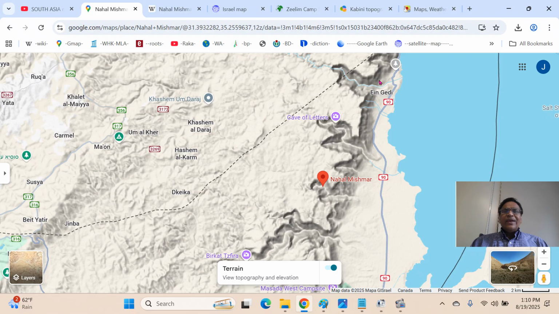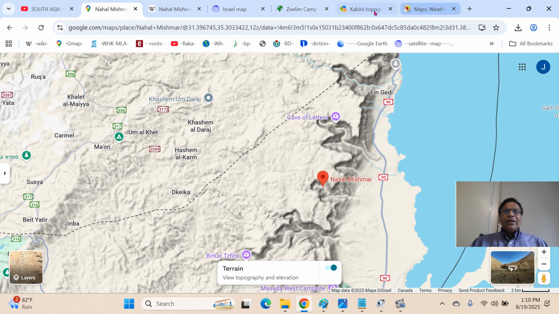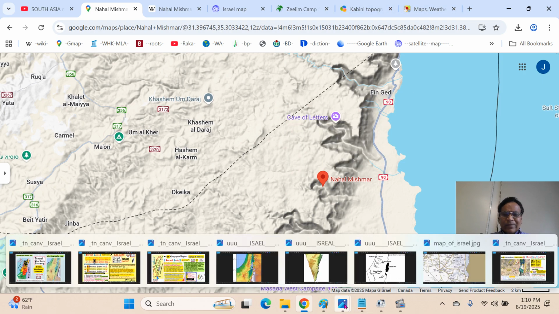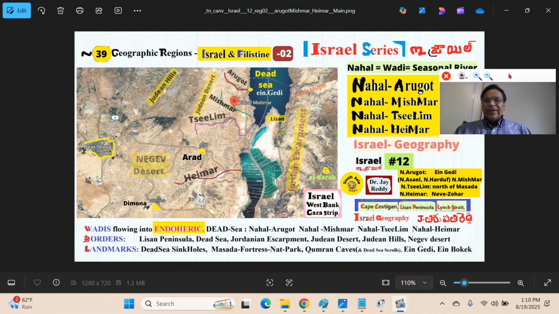You can see En Gedi means Arugot. You can see Nahal Mishmar. Nahal means wadi, small stream. You can see Nahal Mishmar. And other small wadis I am not trying to show here. I have mentioned here the Asael and Harduf Mishmar. I combined them all together.